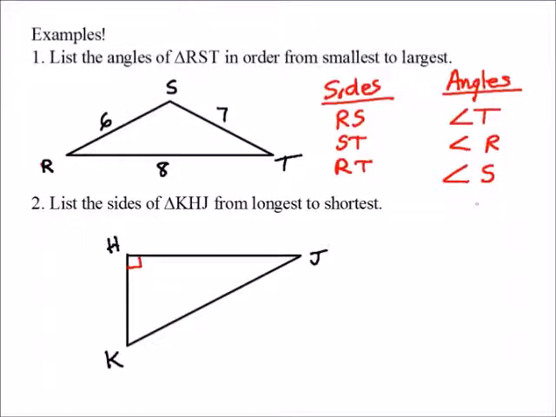Okay? So that's how you do a problem like that. You got to look at your sides, see what's smallest, then the next one, then the biggest, and then do your angles accordingly. So this is going to be your answer right here.